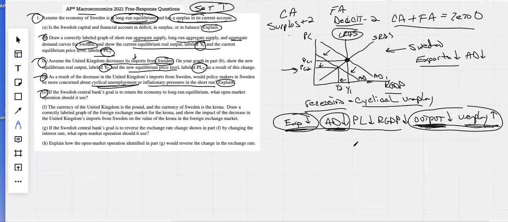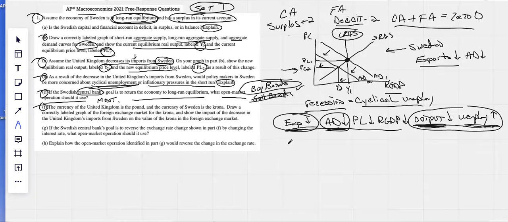E, if the Swedish central bank's goal is to return the economy to long-run equilibrium, what open market operations? So now we're talking about the central bank, which means monetary policy, right? An open market operation is either buy bonds or sell bonds. And we know that if we're in a recession, we don't want to sell bonds. We want the Fed or the central bank to buy bonds. They don't ask us to explain it, so we don't need to. We just need to write buy bonds, and I think we're golden there.